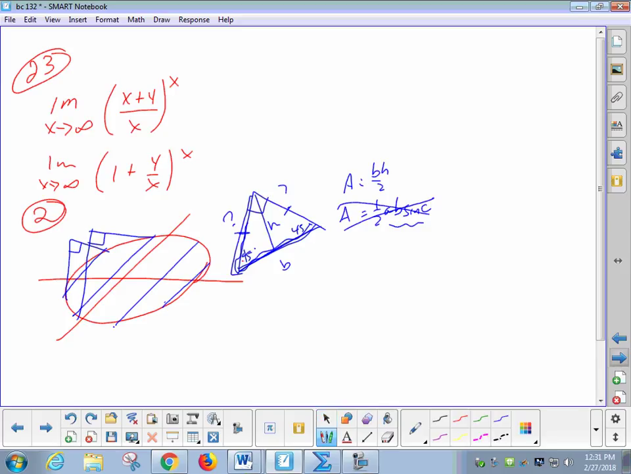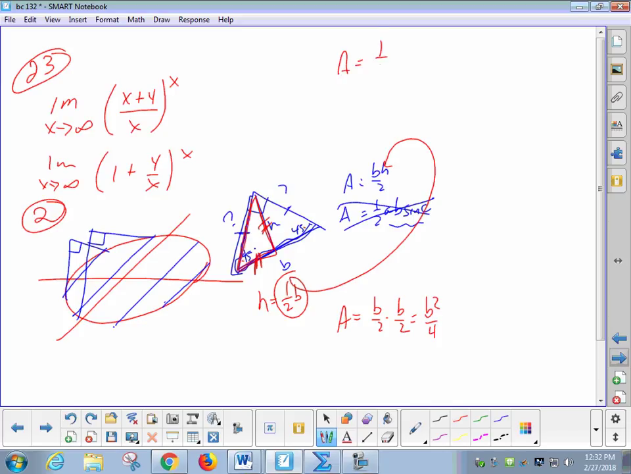Because this is 45, 45, 90, isn't this also, this red one, also 45, 45, 90? So what does that imply about these sides? They're the same. That is to say that the height is equal to the half base. If I throw that in there, then the area is base over 2 times base over 2, or base squared over 4.